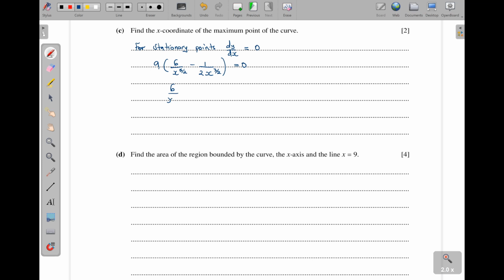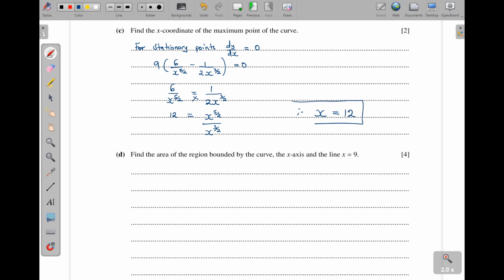So you have 6 out of x to the power of 5 over 2. This will be equal to 1 over 2, then x to the power of 3 over 2. So I can cross multiply. I will bring the numbers this way, and then this one I will take it here. So meaning we shall have 12 here, and then x power 5 over 2 over x power 3 over 2. Using the rules of indices, this is 5 over 2 minus 3 over 2. Automatically, this would give us 2 over 2, which is a 1. So the power of x here is going to be a 1, and therefore x shall be equal to 12.